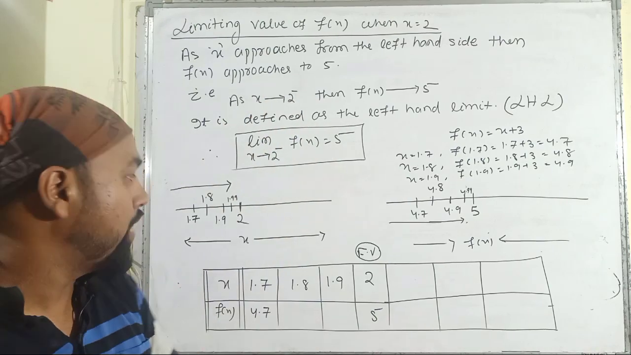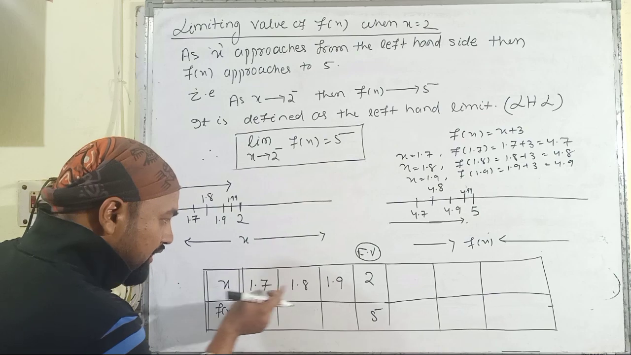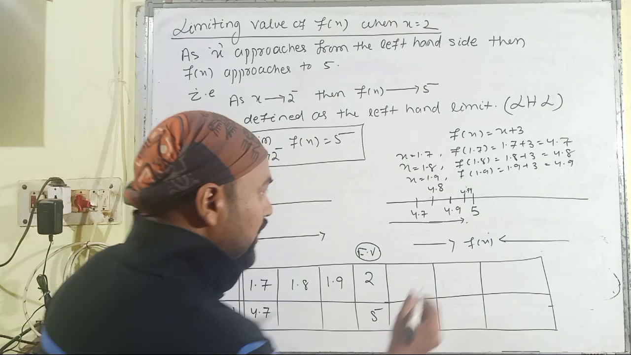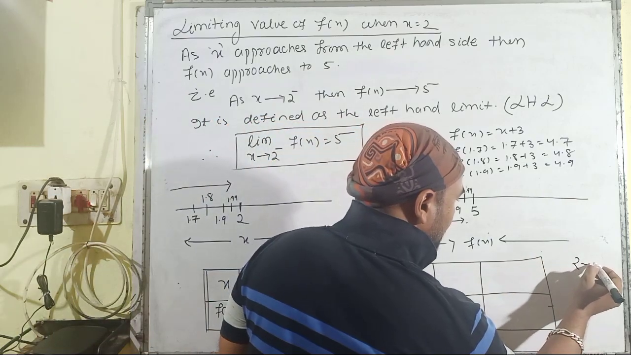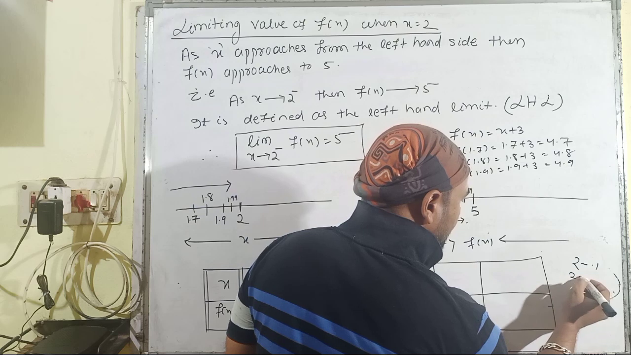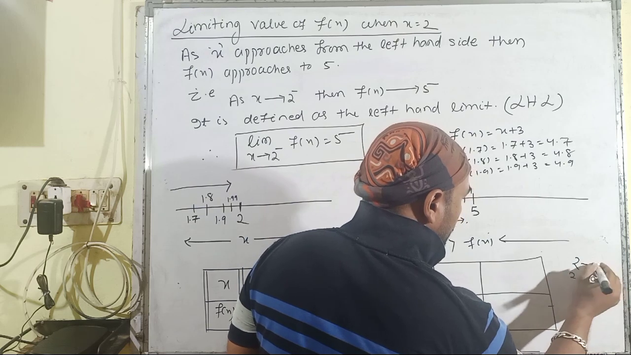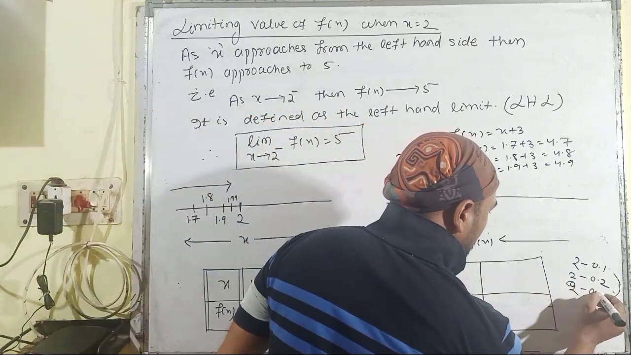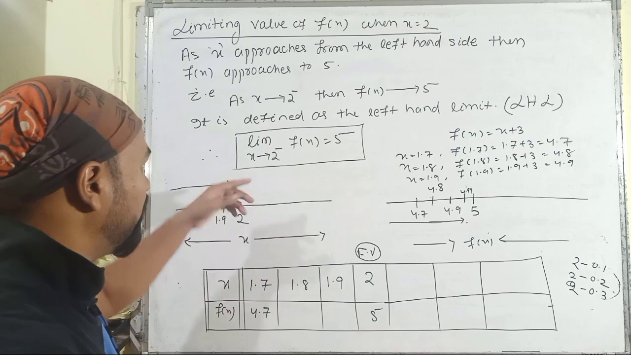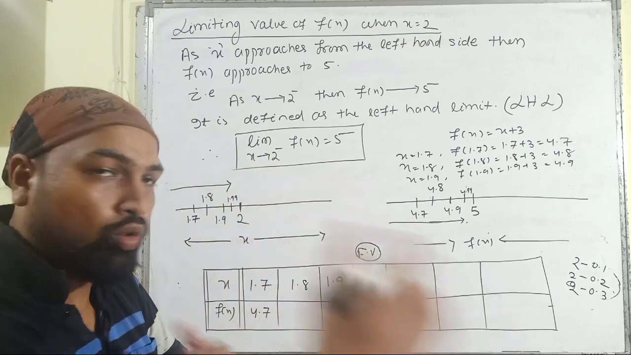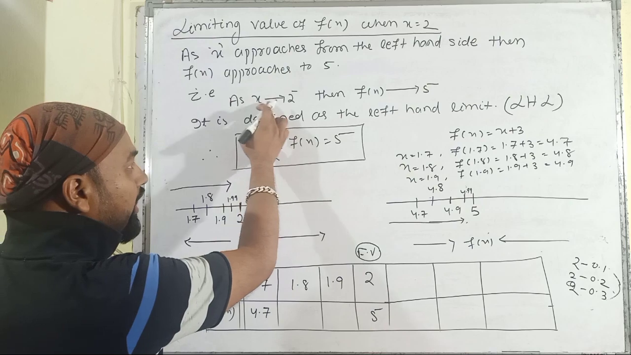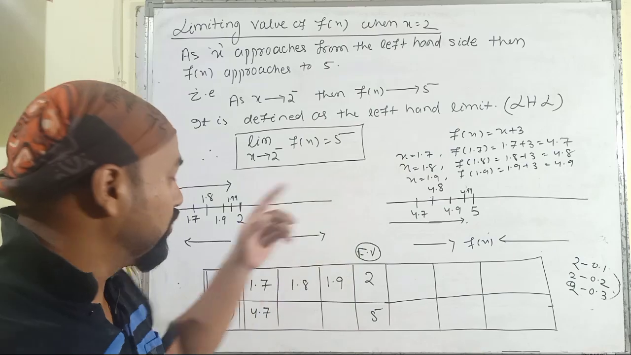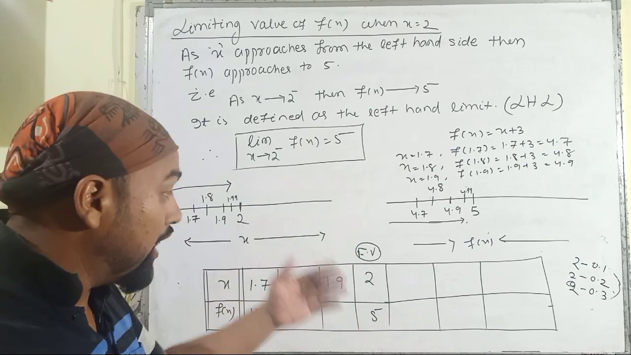So what do we mean by 2 minus? Because these points 1.7, 1.8, 1.9 are smaller than 2. That means 2 minus something: 2 minus 0.1, 2 minus 0.2, here it is 1.7, it is 2 minus 0.3. So these are smaller values than the given 2. So it is represented by x tends to 2 minus. That means we are approaching from the left hand side and we are taking the values that are less than 2.